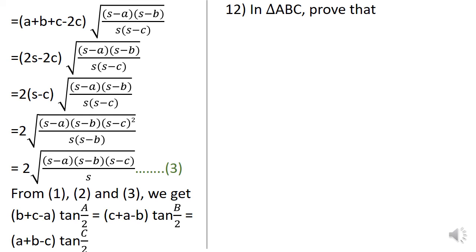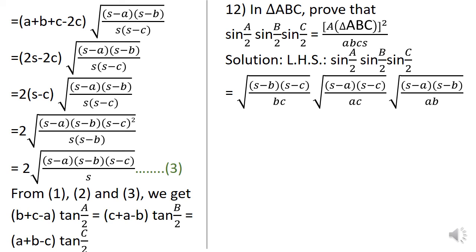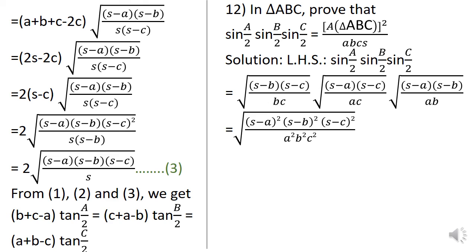Now in the next sum, in triangle ABC, prove that sin A by 2 sin B by 2 sin C by 2 is equal to the area of triangle ABC the whole square upon abc into s. So we take the LHS, sin A by 2, sin B by 2 and sin C by 2. And the half angle formula for sin A by 2, sin B by 2 and sin C by 2 is written. When you observe all the terms, you realize that all of them are common. When we multiply them, we can take them under the same root sign.